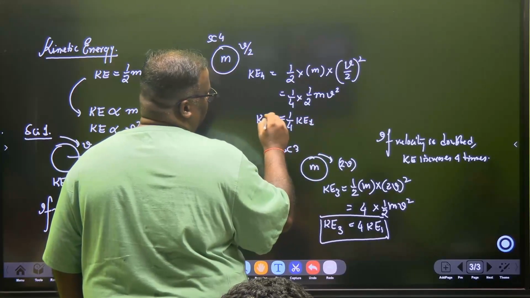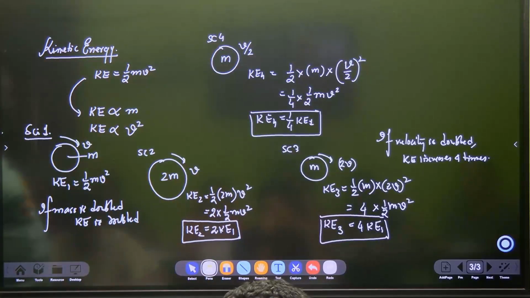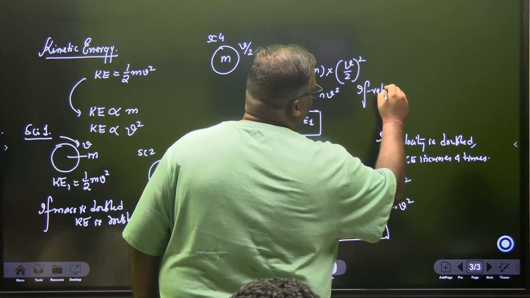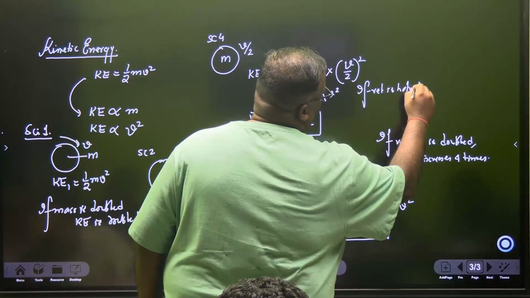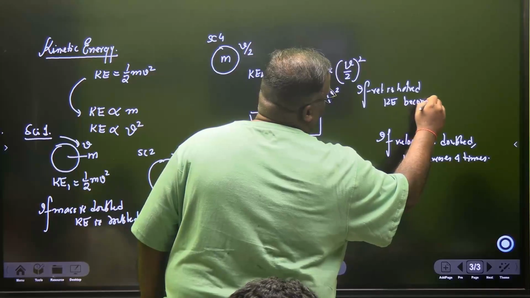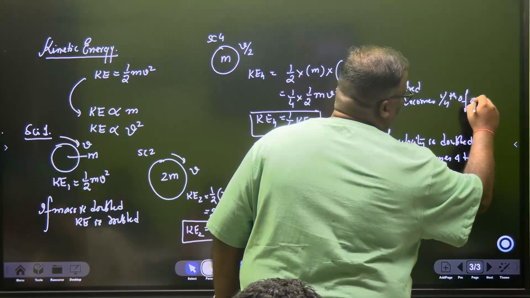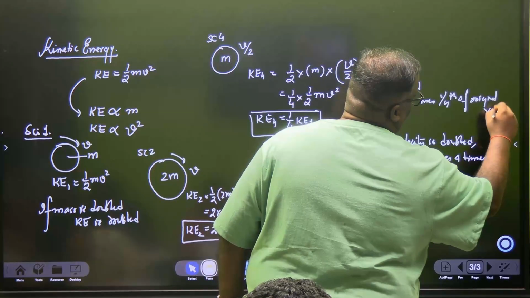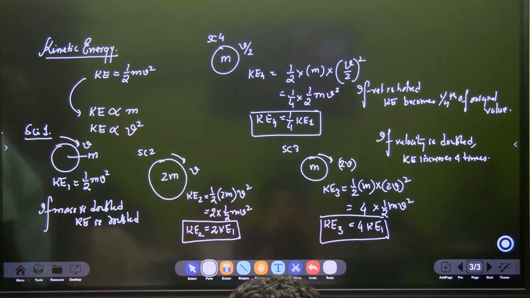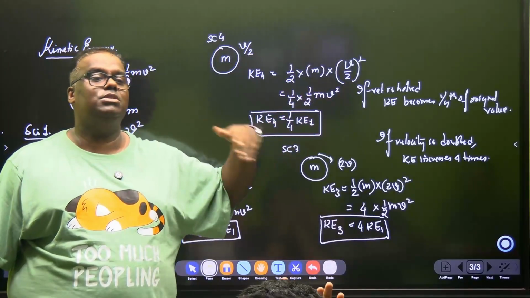But interesting, look. So here you can say, if velocity is half, kinetic energy becomes 1/4 of its original value. And if only mass would have been halved, then it becomes half of the original value.